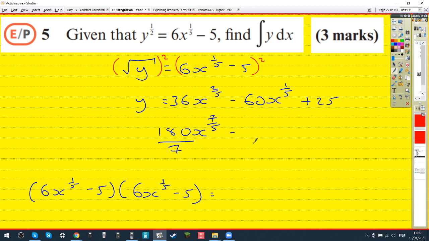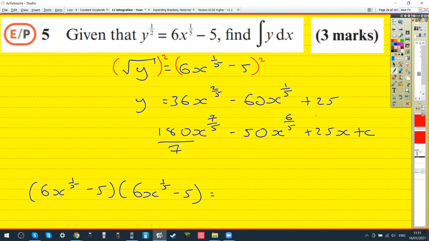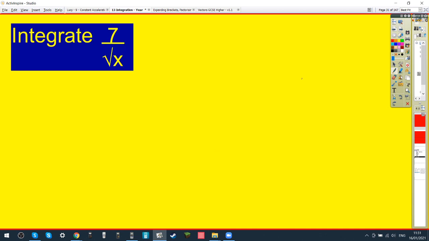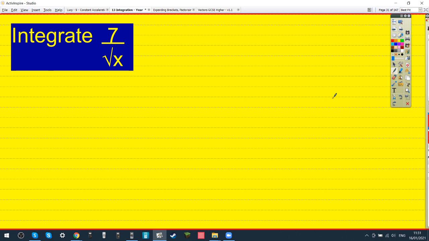The second part would be minus 50x to the power of 6 over 5. Plus 25x plus c. Looks good to me. Great. Yeah, it was y to the power of a half, which is square root, and so square both sides. Yeah. Okay, integrate this.